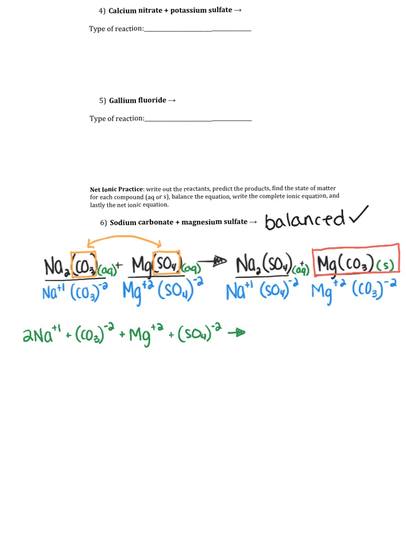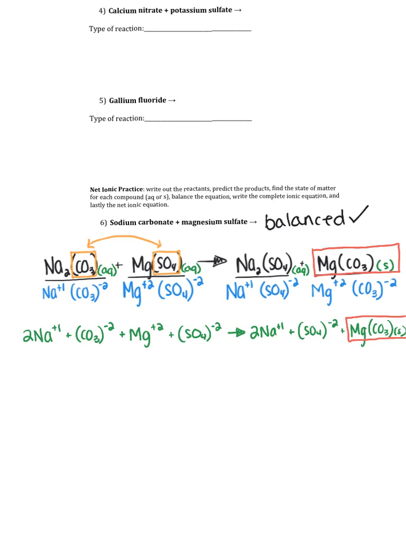On the product side, you're going to have two sodiums with a +1 charge because of that subscript. You are going to have a sulfate with a -2 charge. And then remember, this magnesium carbonate does not get broken apart because it is our solid precipitate. So we are going to leave that as MgCO3 solid.